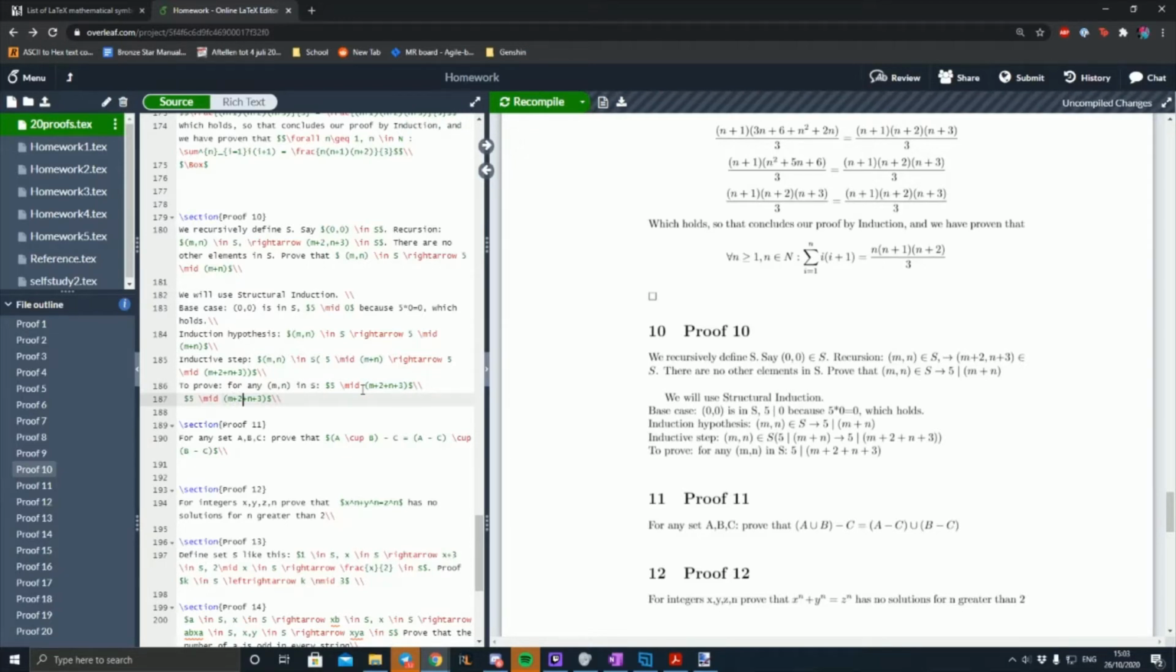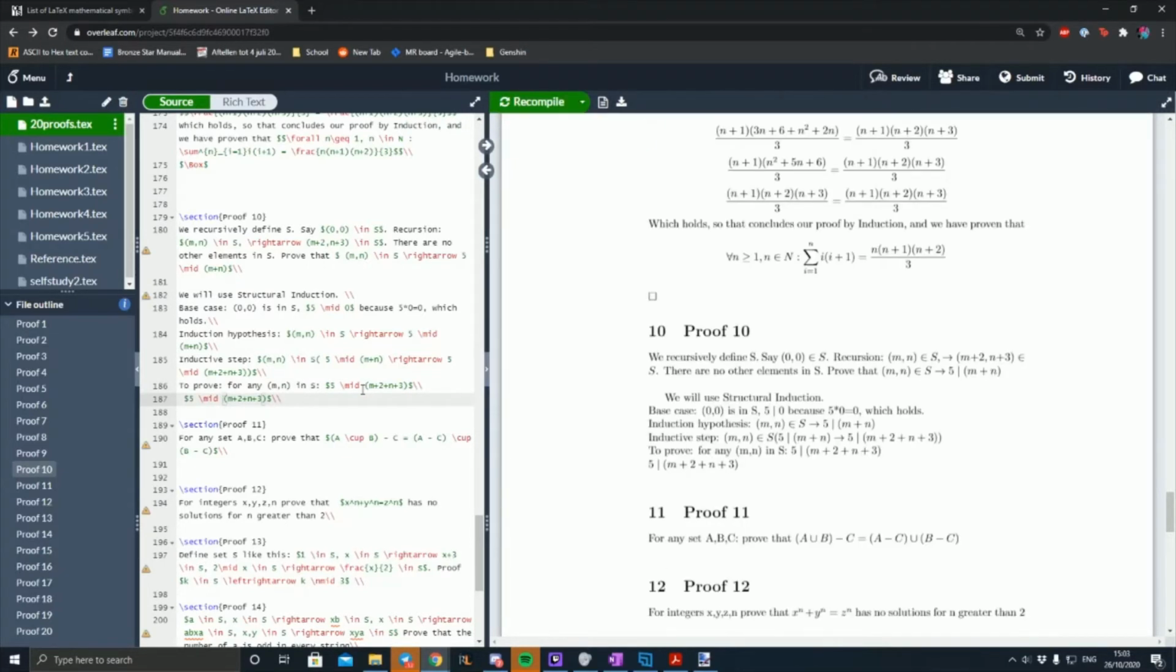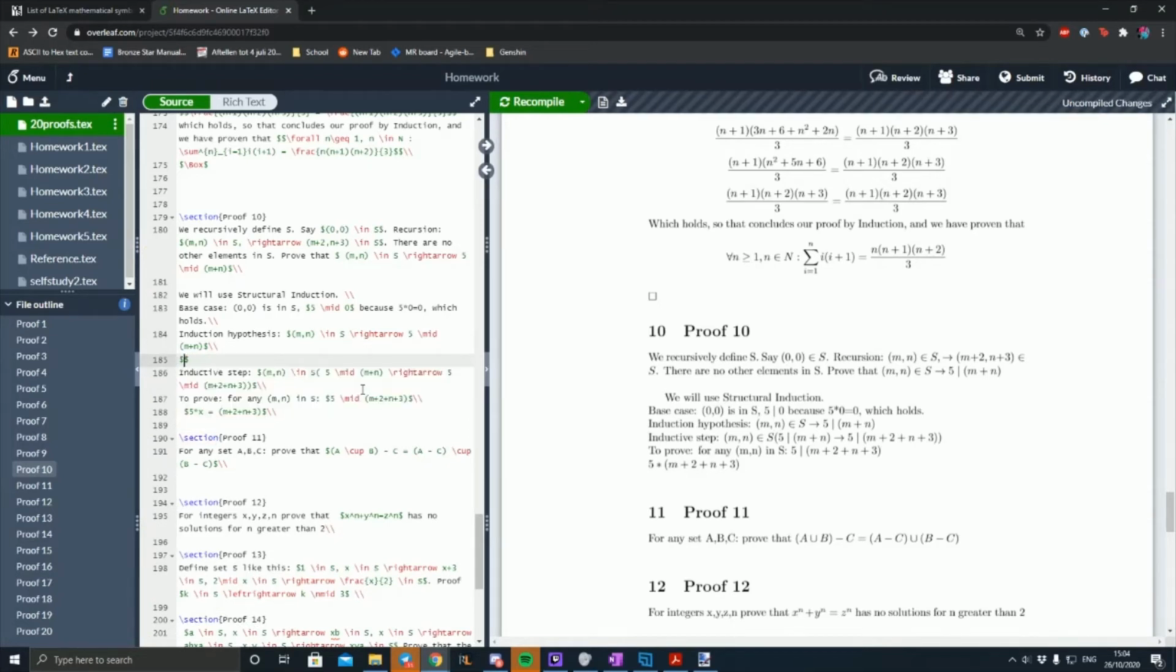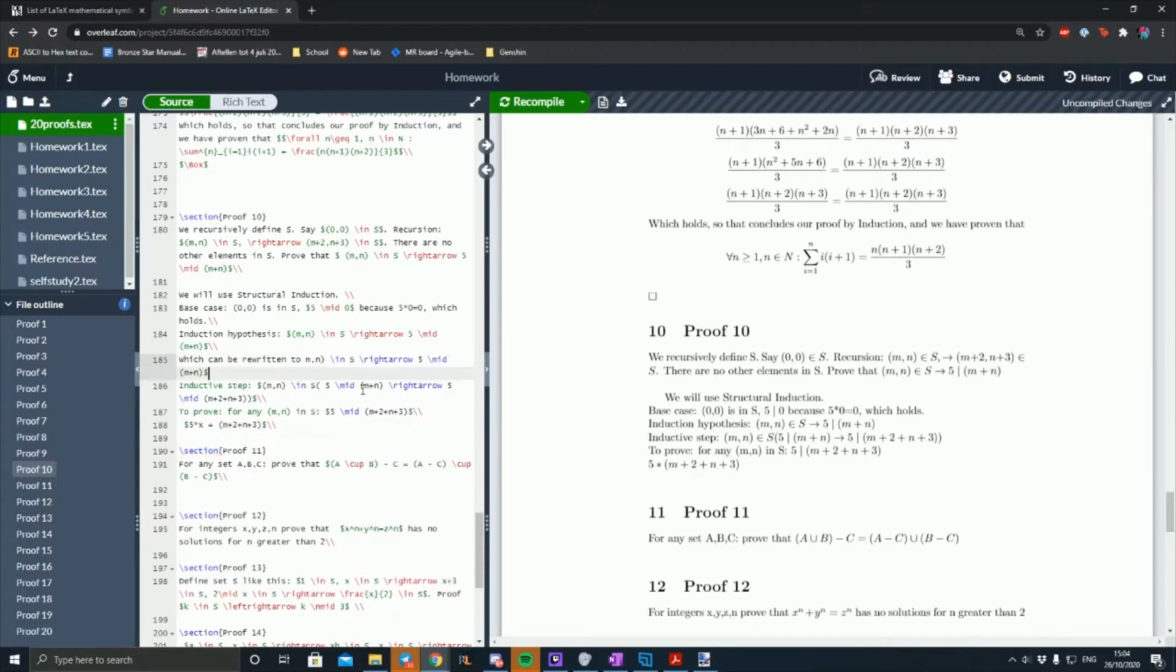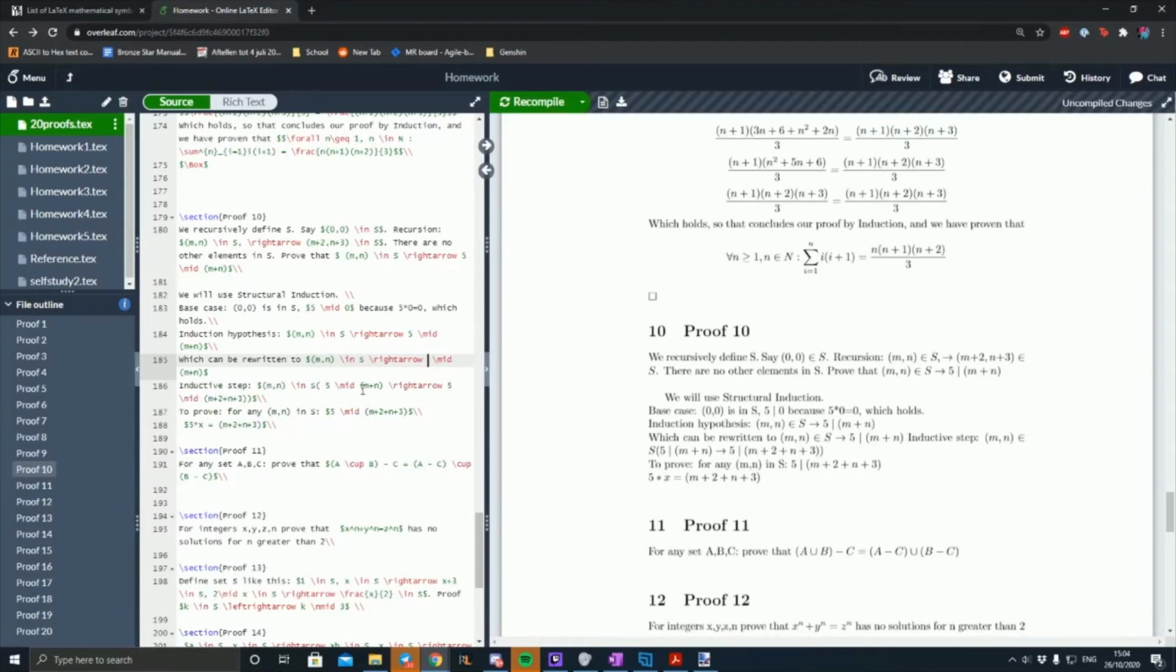So then we say 5 divides this actually means that 5 times... they're already using x and m, so we're going to use x, m and n, so we're going to use x and y, which can be rewritten to: if this is in S... Oh, I forgot to copy over this. Then 5 times y is equal to m plus n.